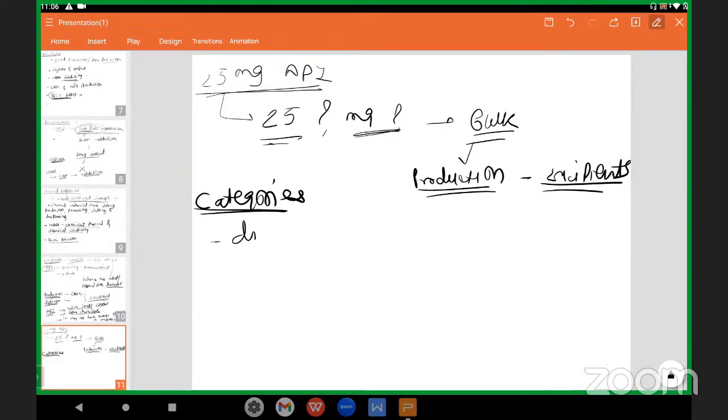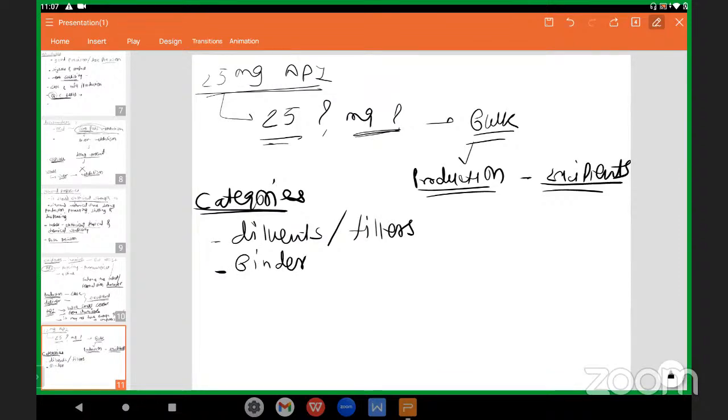First one, we have already enlisted. It is diluents, or what we can say fillers, right? Second example, can anyone tell me what is the second category of the excipient that we use in the manufacturing of tablets? Binders.